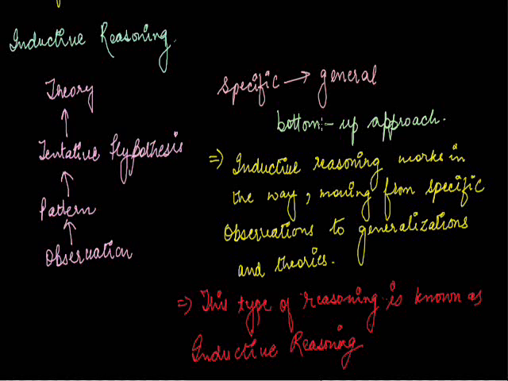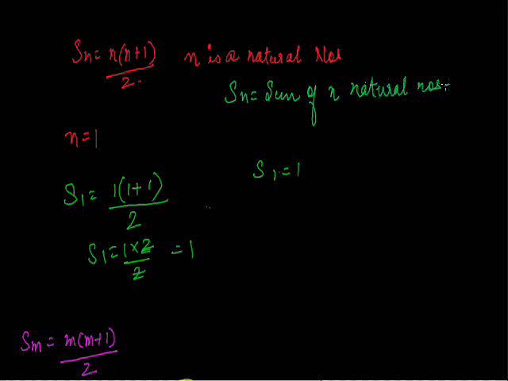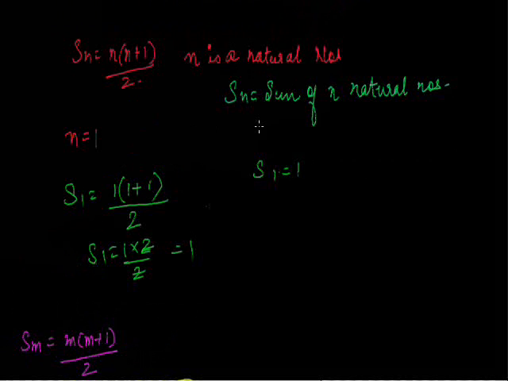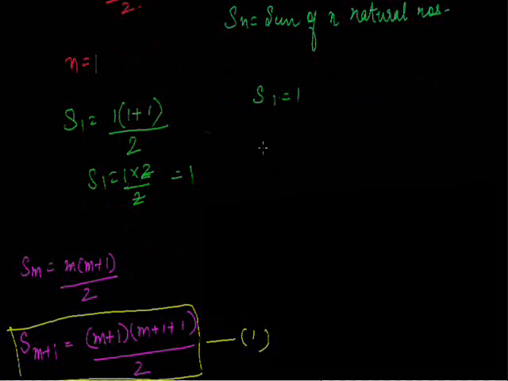Inductive reasoning works by moving from specific observations to generalizations and theories. So here we have a statement, Sn is equal to n into n plus 1 by 2, where Sn is the sum of n natural numbers. We proved that it is true for S1, where the value of n is equal to 1. So S1 is equal to 1 into 1 plus 1 by 2, the 2 cancels, and S1 is equal to 1, so S1 is true.